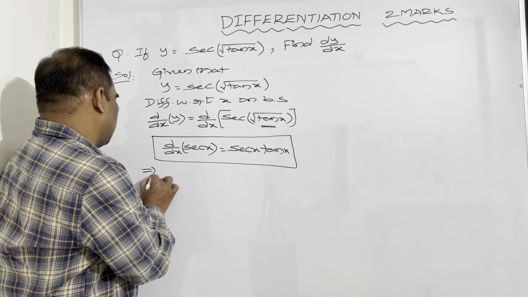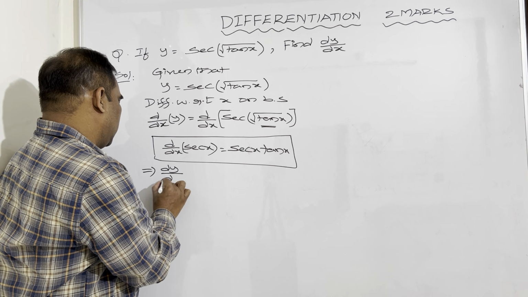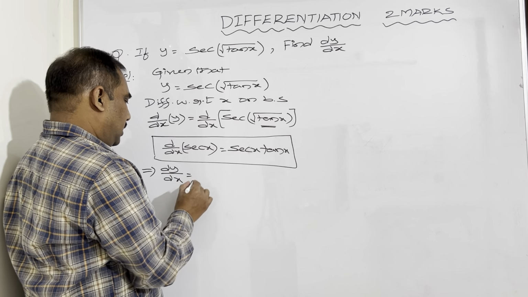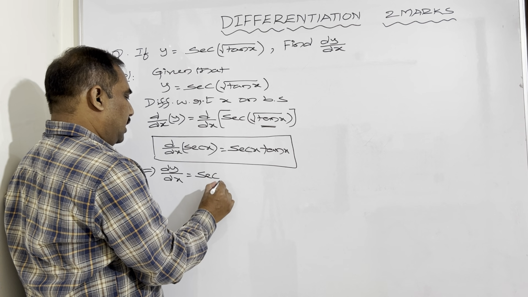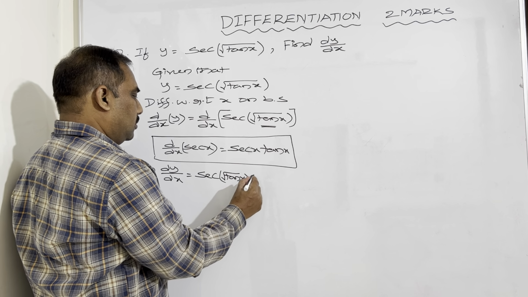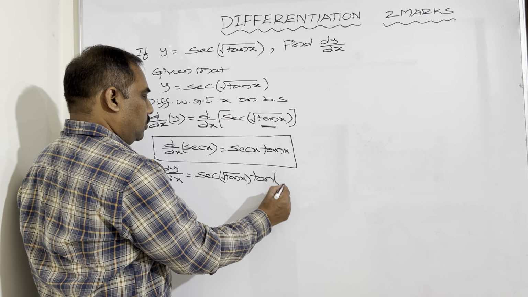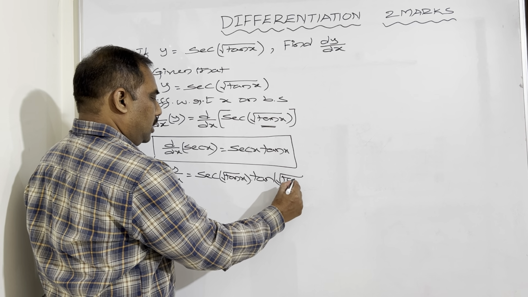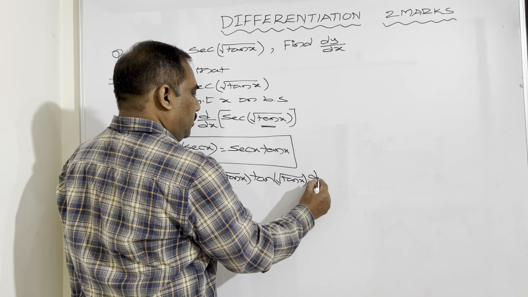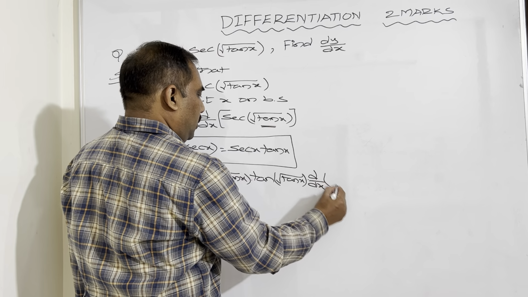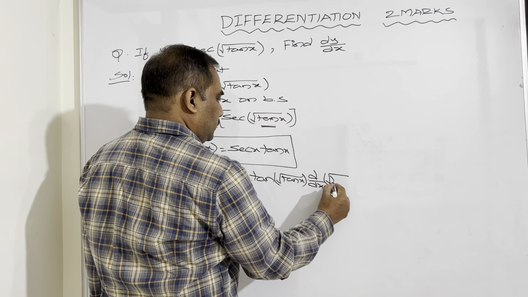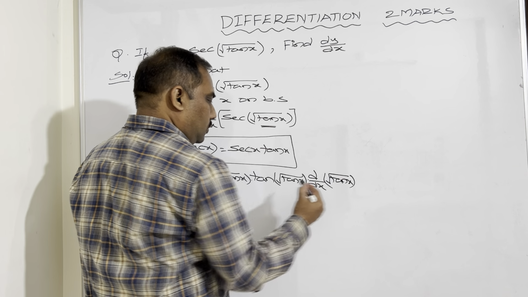Now this implies dy by dx is equal to secant of root tan x into tan of root tan x, into the derivative of x here. What is x here? X is root tan x.